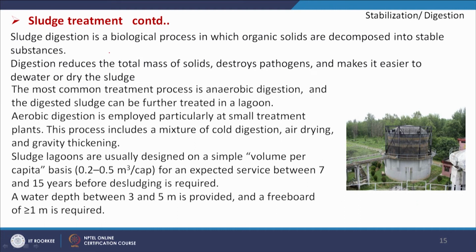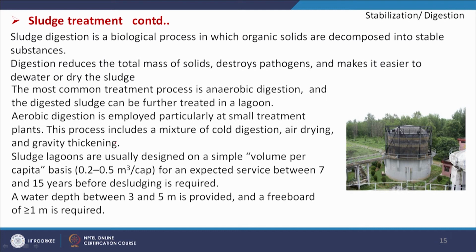So, sludge digestion is a biological process in which organic solids are decomposed into stable substances. Digestion reduces the total mass of solids, destroys pathogens and makes it easier to dewater or dry the sludge. The most common treatment process is anaerobic digestion, and the digested sludge can be further treated in a lagoon. Aerobic digestion is employed particularly at small treatment plants.